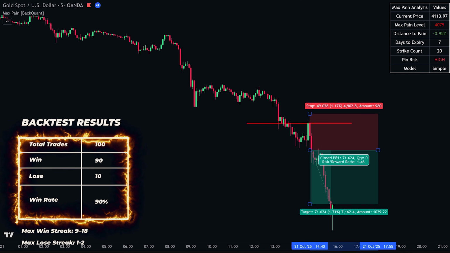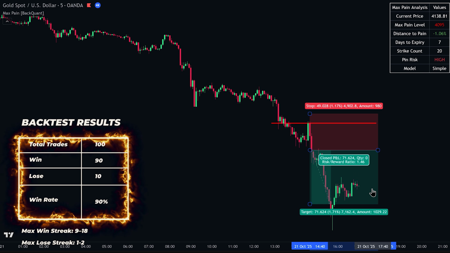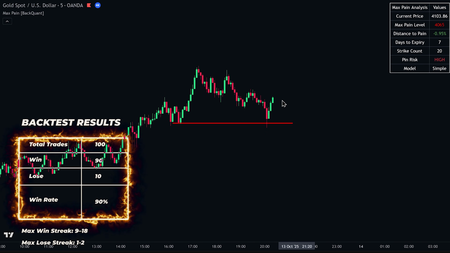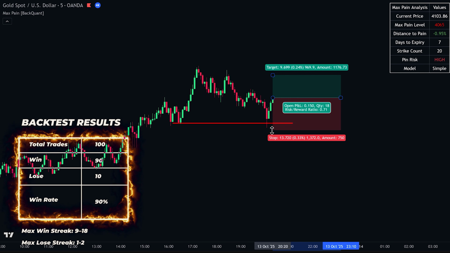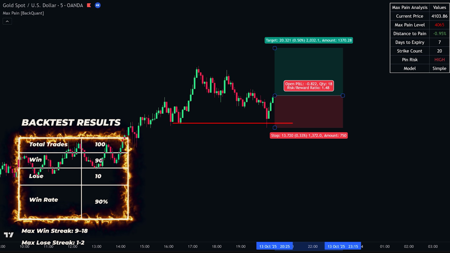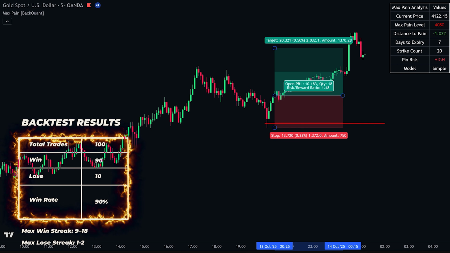Trade with structure, manage your risk carefully, and remember, the max pain line is not a prediction. It's a guide to where pressure builds and reversals often begin. Backtest every setup, adjust your targets, and use this indicator to strengthen your understanding of how institutional forces shape short-term price behavior.